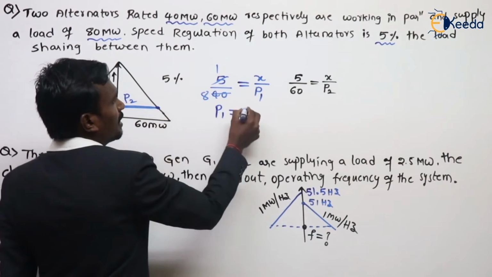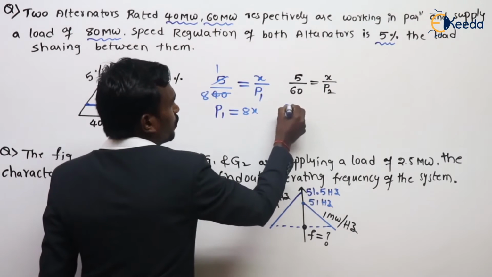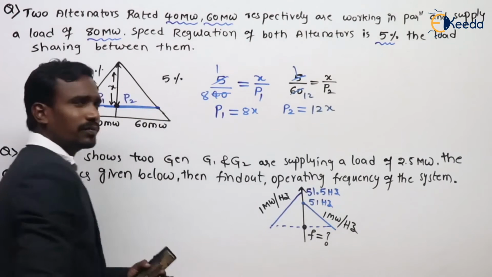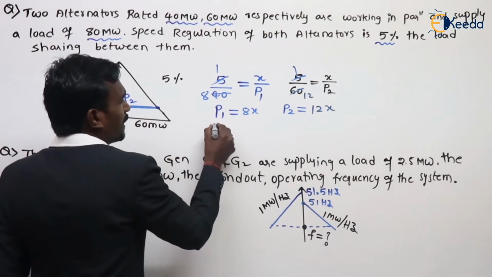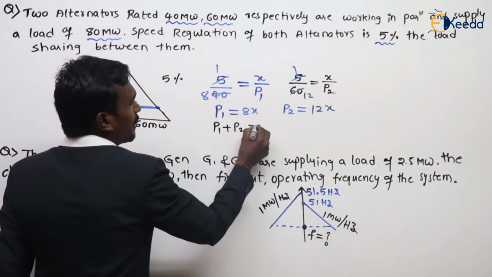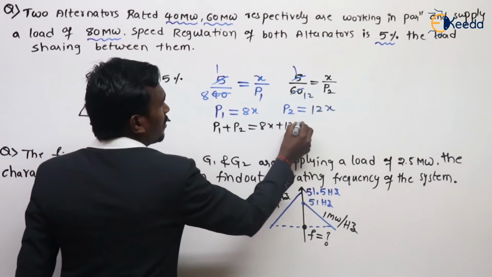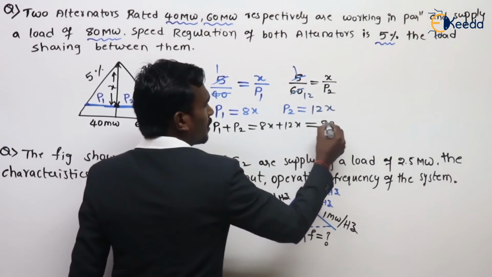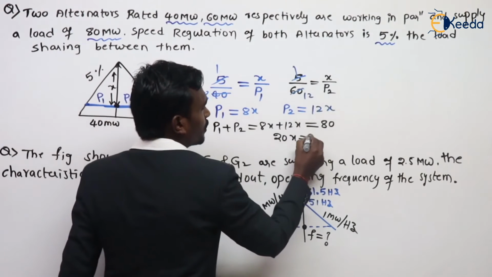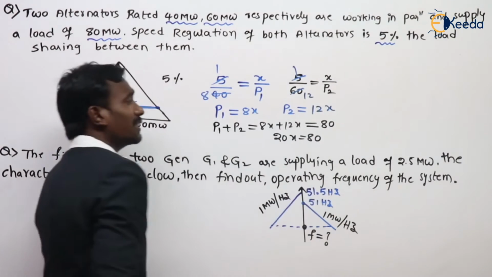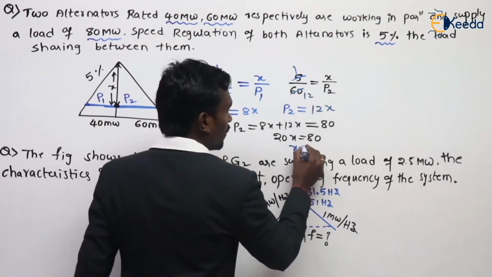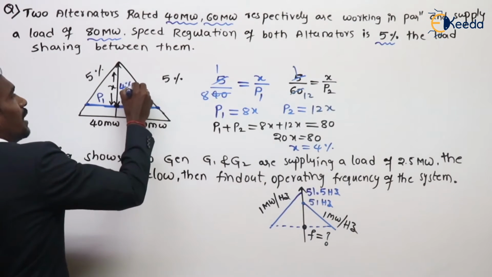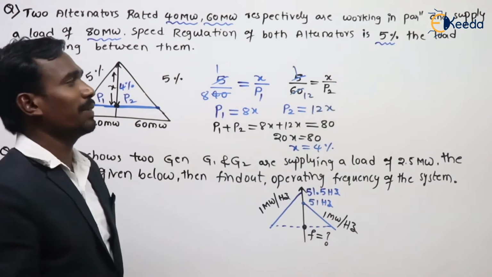From this, P1 is equal to 8x, since 5 ones are 5, 5 eights are 40. What is P2? P2 is equal to 12x. So P1 plus P2 is equal to 8x plus 12x, which is the total load, 80 megawatts. Nothing but 20x is equal to 80 megawatts. X is equal to 4. So the percentage of regulation here is 4%. At 4% it will provide you 80 megawatts.